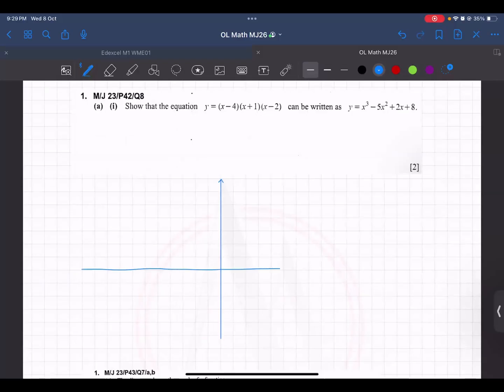So I told you, what do you need? You need the x-intercept, you need the y-intercept, and you should know the general shape of the graph. So you can see the coefficient a of x cube is positive. So this means it will start from the third quadrant and go to the first, that is the shape. And find the y-intercept if x is 0. So your y will come out as minus 5 times 0 plus 2 times 0 plus 8. So y is 8. So the coordinate is 0 comma 8.